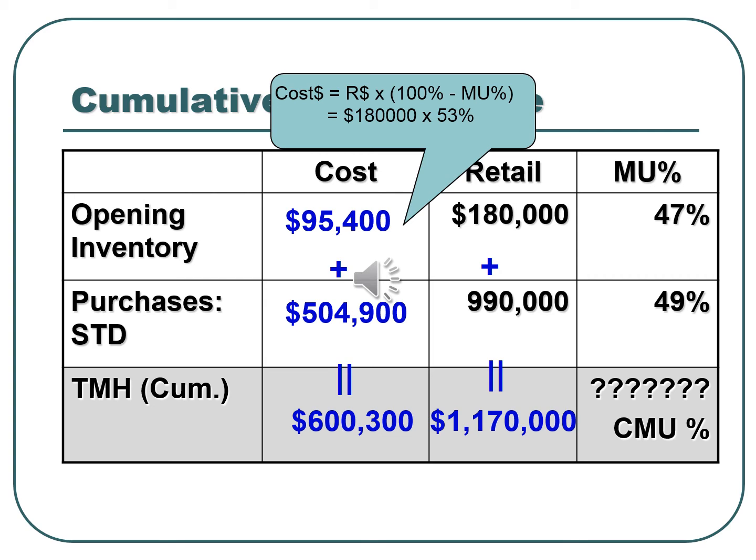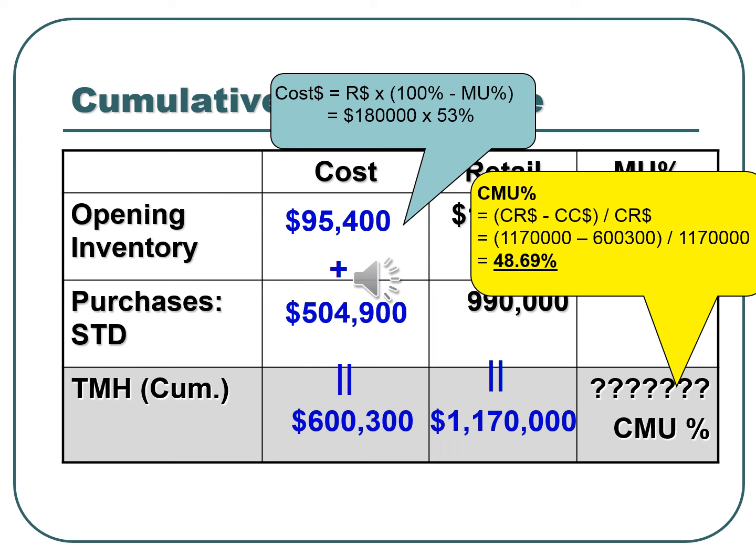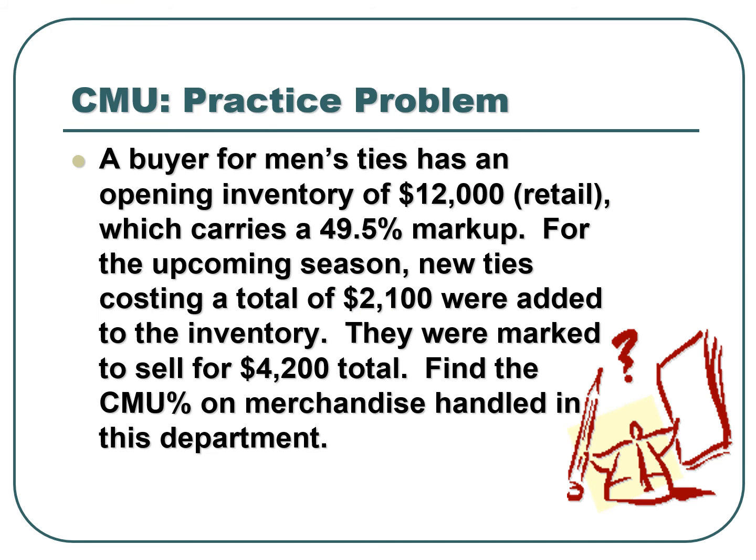Now that we know the cumulative retail and cumulative cost value, how can we calculate the cumulative markup percent? We're just looking at the bottom row now. So this is the case where we know the R and C, and we're supposed to calculate MU percent. So that would be R minus C over R, or cumulative retail minus cumulative cost over cumulative retail. So that gives us the final answer of 48.69% for the cumulative markup percent. Alright, I hope that wasn't too complex.